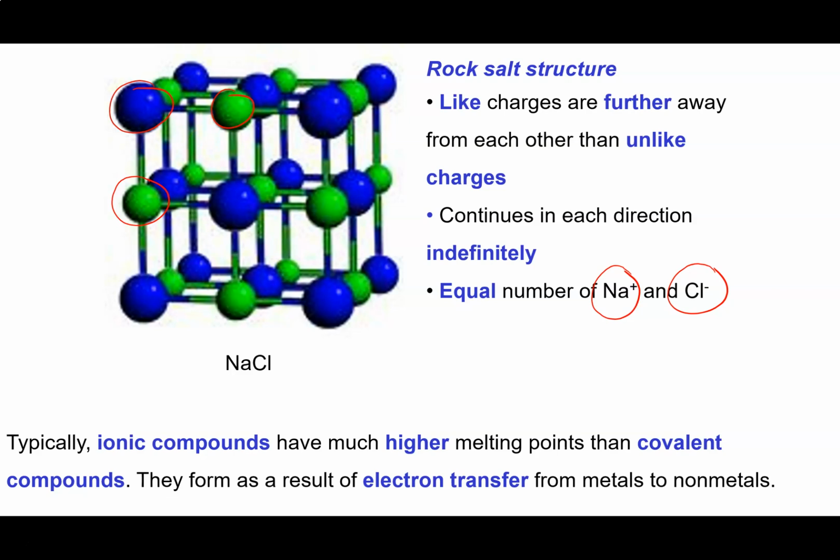So ionic compounds are formed between non-metals and metals as a result of electron transfer, and ionic bonds are very, very strong, and so all ionic compounds are solids at room temperature. Ionic compounds typically have a lot higher melting points than covalent compounds. Covalent compounds can be liquids and gases as well as solids at room temperature, but ionic compounds are always solids at room temperature.